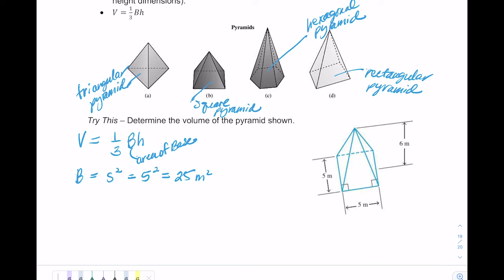The height of that pyramid is 6 meters. So all I need to do now to find the volume is just 1/3 times 25 times 6. So you could, if you wanted to, multiply 25 times 6 together, and you get 150. And then divide that by 3, and you get 50 meters cubed.